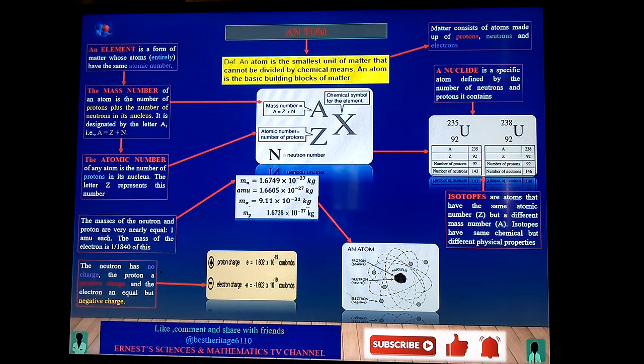In a sense, we're going to see that the definition of an atom is basically the smallest unit of matter that cannot be divided by chemical means, and which forms a building block of matter in essence. This gives us a foundation for defining the concept of matter, whereby we say that matter consists of atoms which are made up of the subatomic particles: protons, neutrons, and electrons, which are fundamental particles.